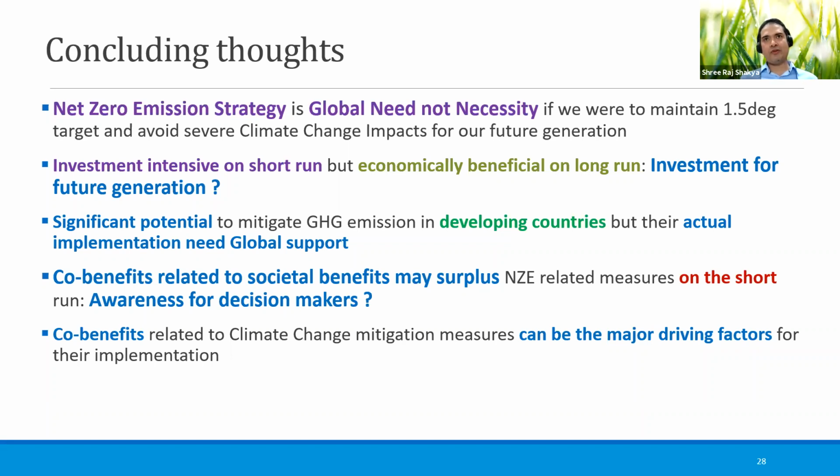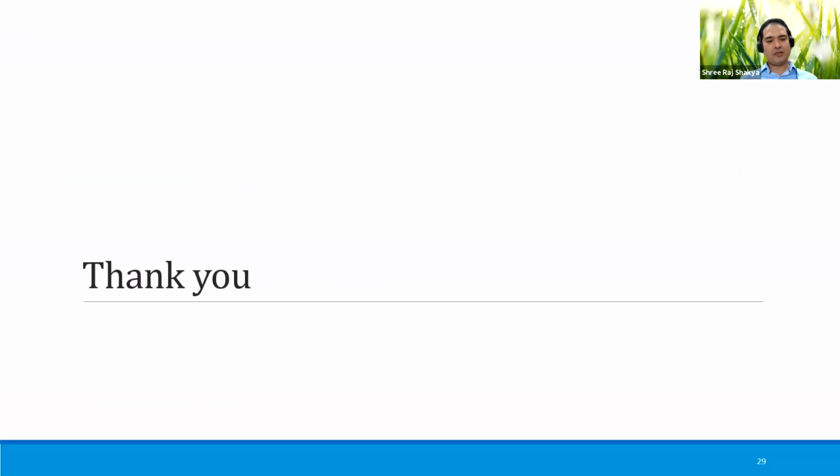The things we emit will affect our next generation. We may not be able to see its full effect. So there is a need for awareness development among decision makers to implement this net zero emission strategy, which has multiple co-benefits that should be acknowledged. Co-benefits related to climate change mitigation measures can be a major driver for the implementation of the net zero emission strategy. With this, I conclude my presentation. Thank you for your suggestions and comments.